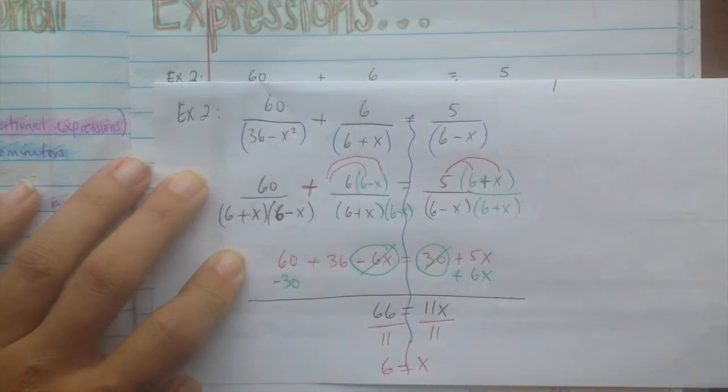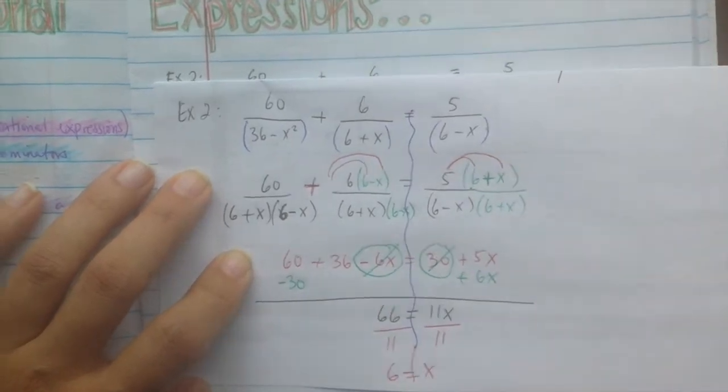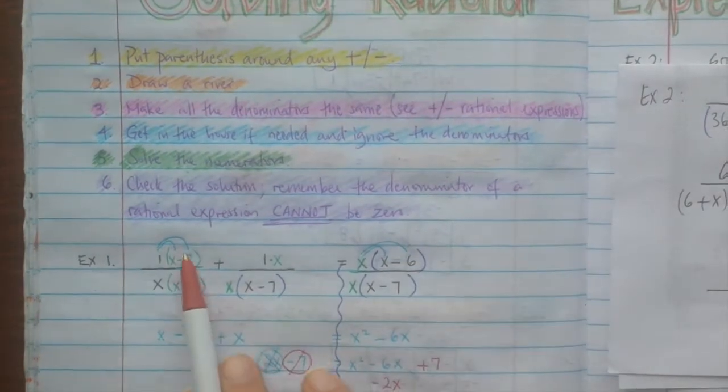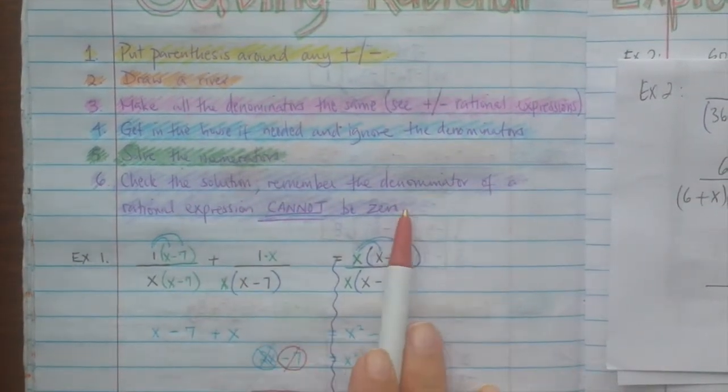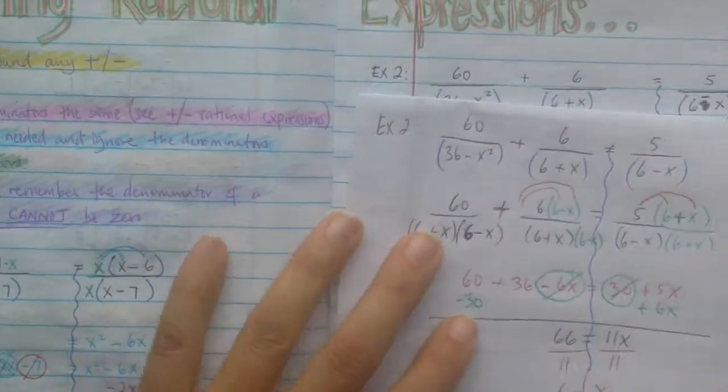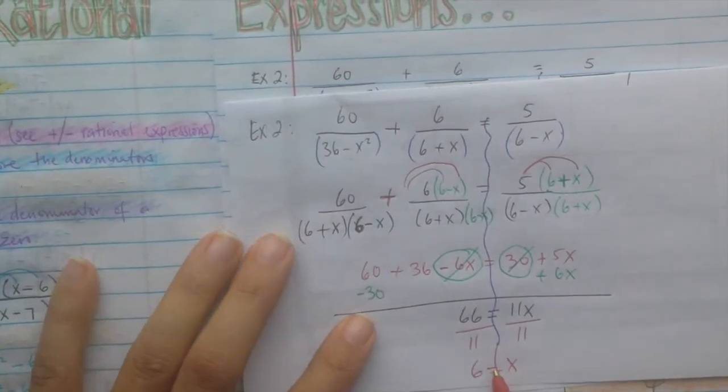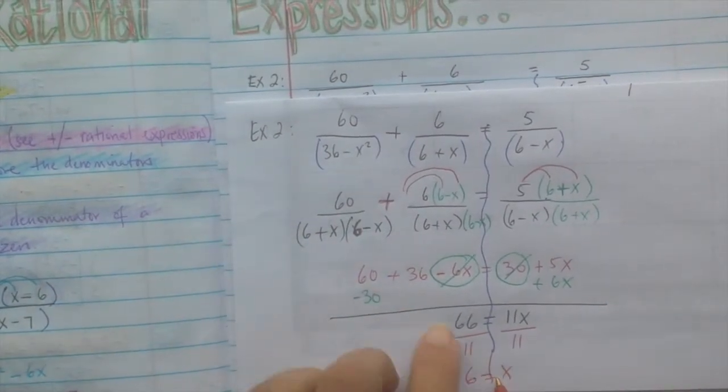Again, this step is very important. You have to check your solution. Remember, the denominator of a rational expression cannot be 0. So you have to always do this. So you're going to put 6. You're going to check just the bottom one, that's all that you need to check.